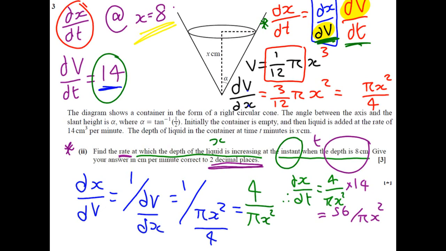You have a calculator, let's put it in our calculator. 56 over pi times by 8 squared, or 64, and we get 0.28. It's actually 0.278521..., but we've been told to round to 2 decimal places and give our answer in centimetres per minute. That's question 3 done. Moving on.